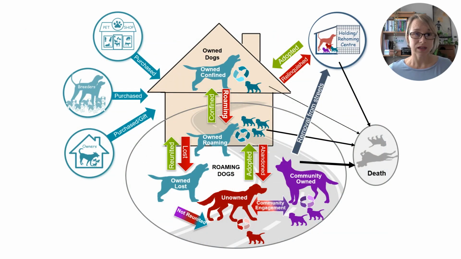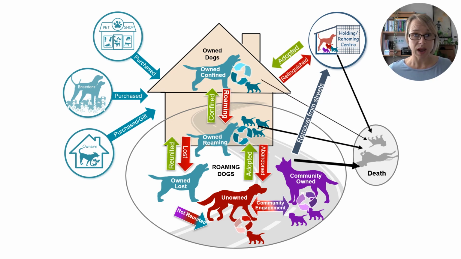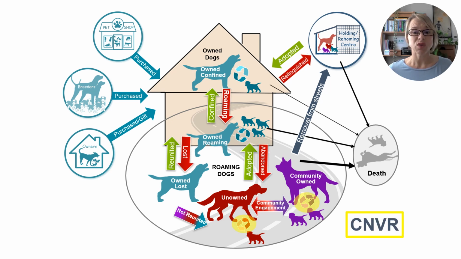To explore this a little further, this is a visualization of basic dog population dynamics. It shows the different subpopulations of dogs or states, and it also shows processes. So demographic processes are part of population dynamics. They are the way that dogs arrive and leave the population and how they move from one state to another, including birth, death, and movement out of the home, either temporarily in the form of roaming or permanently when lost or abandoned.